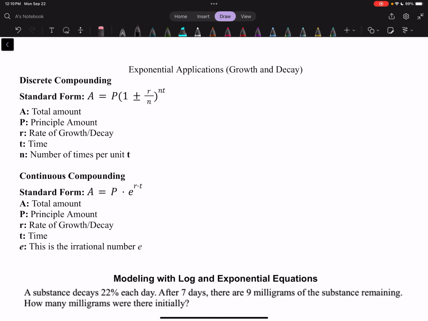Discrete compounding is of the form A, being your total amount, is equal to your principal amount P times 1 plus or minus the rate divided by the number of times per unit, to the n times t power, t being time. Continuous compounding is A is equal to P times e. This is the irrational number e, that is not a variable, to the power of the rate times time.